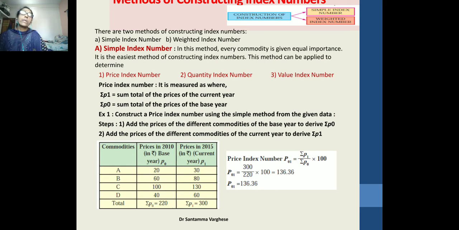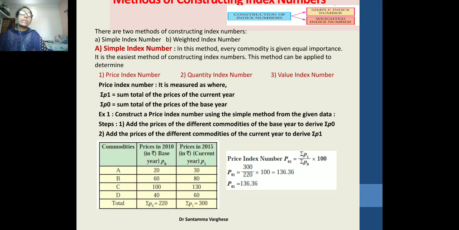सिंपल इंडेक्स नंबर में 3 मेथड्स हैं: एक प्राइस इंडेक्स नंबर, दूसरा क्वांटिटी इंडेक्स नंबर, और वैल्यू एडेड इंडेक्स नंबर। प्राइस इंडेक्स नंबर मतलब सिर्फ प्राइस लेके आप इंडेक्स नंबर कैलकुलेट करते हैं। क्वांटिटी इंडेक्स नंबर सिर्फ क्वांटिटी लेके कैलकुलेट करते हैं। वैल्यू इंडेक्स नंबर में प्राइस और क्वांटिटी दोनों को लेके कैलकुलेट करते हैं। So there are 3 simple index numbers: price index number, quantity index number, value index number. ये समझ में आया ना?